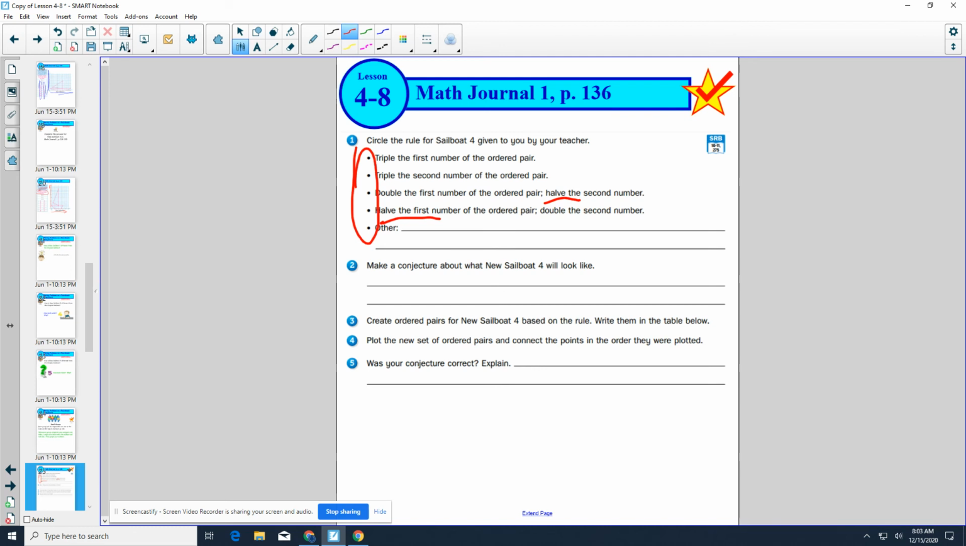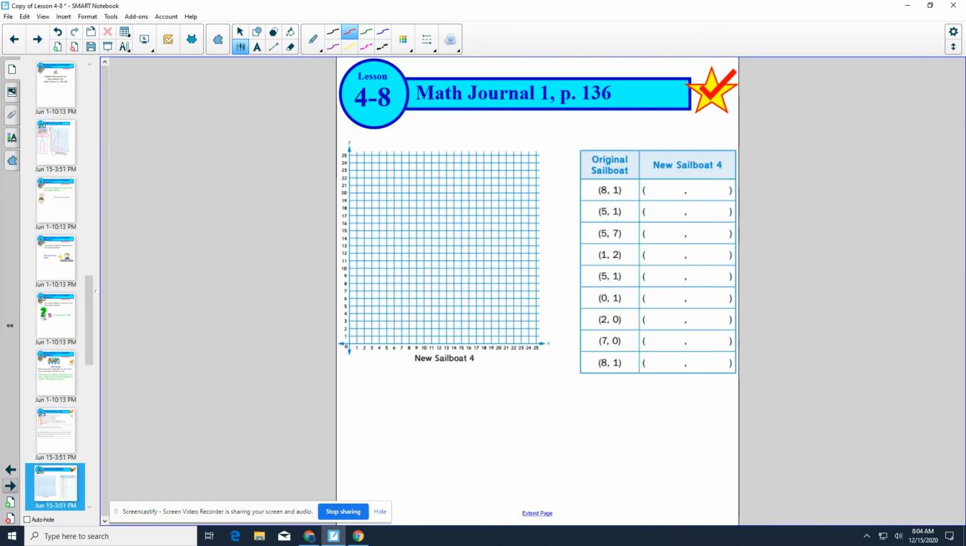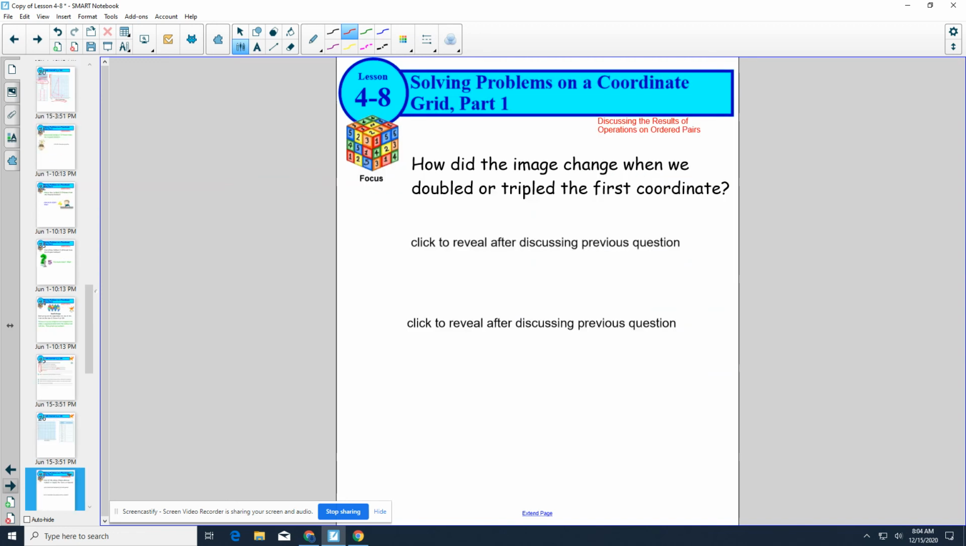Step 3, create an ordered pair for new Sailboat 4 based on the rule. Write them in the table below. Plot the new set of ordered pairs and connect the points in the order they are plotted. Was your conjecture correct? Make sure you explain. Was your prediction correct? So based on whatever rule you choose, will determine your ordered pairs. You only want to do one rule, and you're changing these based on that rule, and then you're applying the points and creating your sailboat. Remember, every time you plot a point, connect it with a straight edge. Okay, so take some time to do that.